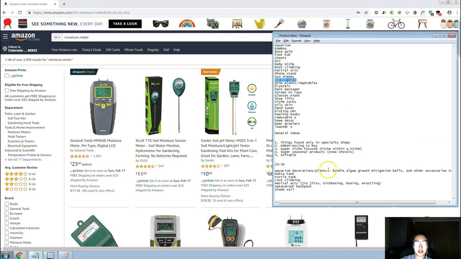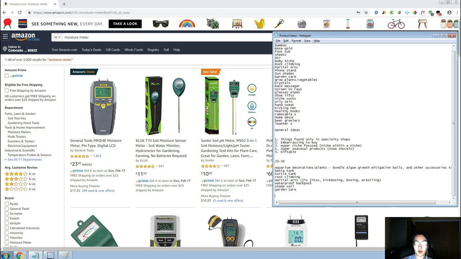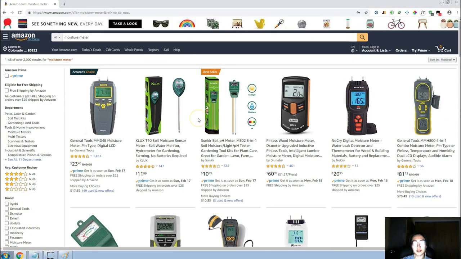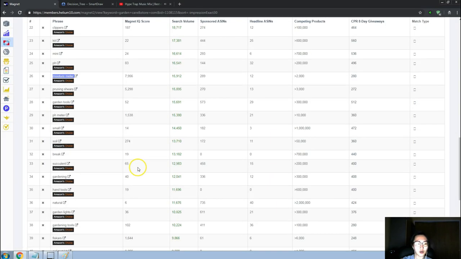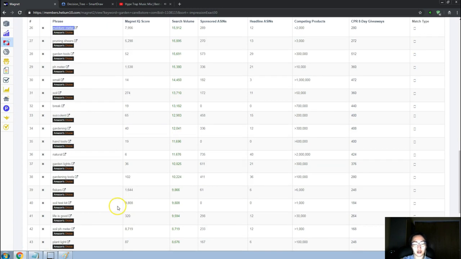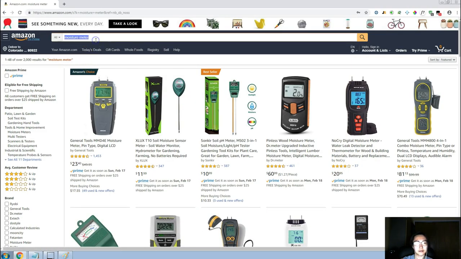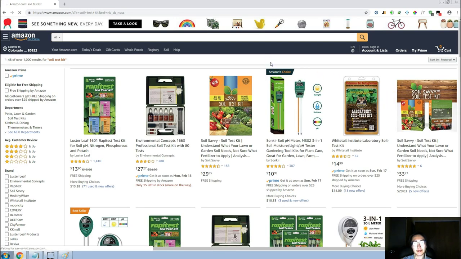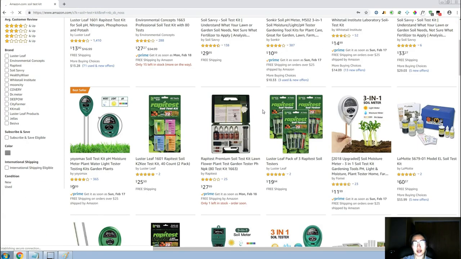I will show you, like I said, the other ones, how you can come up with product ideas rather than doing it this way and then using Helium 10. Because Helium 10 is a cool way to come up with ideas, but it's not the end all be all, nor is it potentially even the best way. Soil test kit.